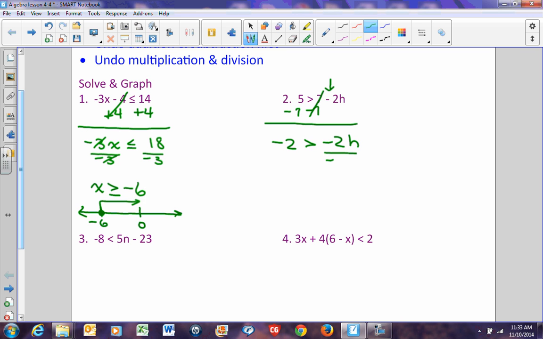Divide both sides by negative 2 to get h all by itself. Negative 2 divided by negative 2 is positive 1. I divided by a negative number, so I must reverse my inequality symbol. So now it's 1 is less than h, or h is greater than 1. If I'm going to graph this, h is greater than 1, open circle at 1 with a line going to the right.